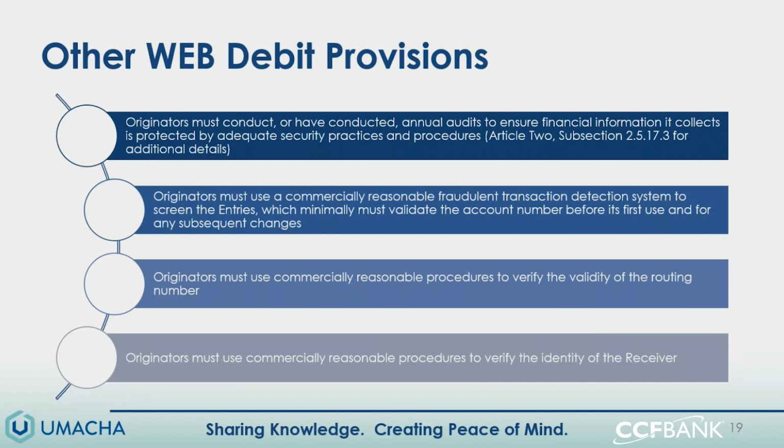And the NACHA rules use that language so that they don't have to be super prescriptive on exactly what the originator needs to do. It leaves it open. So if you are a small mom and pop originator, you have 2 employees, your commercially reasonable procedures are going to be very different than a large company that has thousands of employees, has complex systems, has network monitoring, all of those things. That's why we give you a little bit of flexibility here.